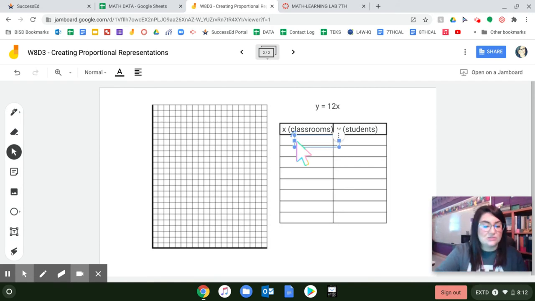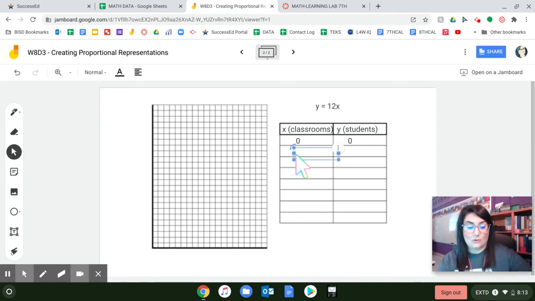Now, I do want to ask you this. What if I have no classrooms? Could I possibly have students? I mean, in a real life situation, yes. But if I'm plugging this into my equation, 12 times 0 would equal 0. So when I have 0 classrooms, I can hold 0 students. When I have 1 classroom, if I plug that into my equation, 12 times 1 classroom is going to give me 12 students. Okay, and you see how our table is changing as we're increasing that value.